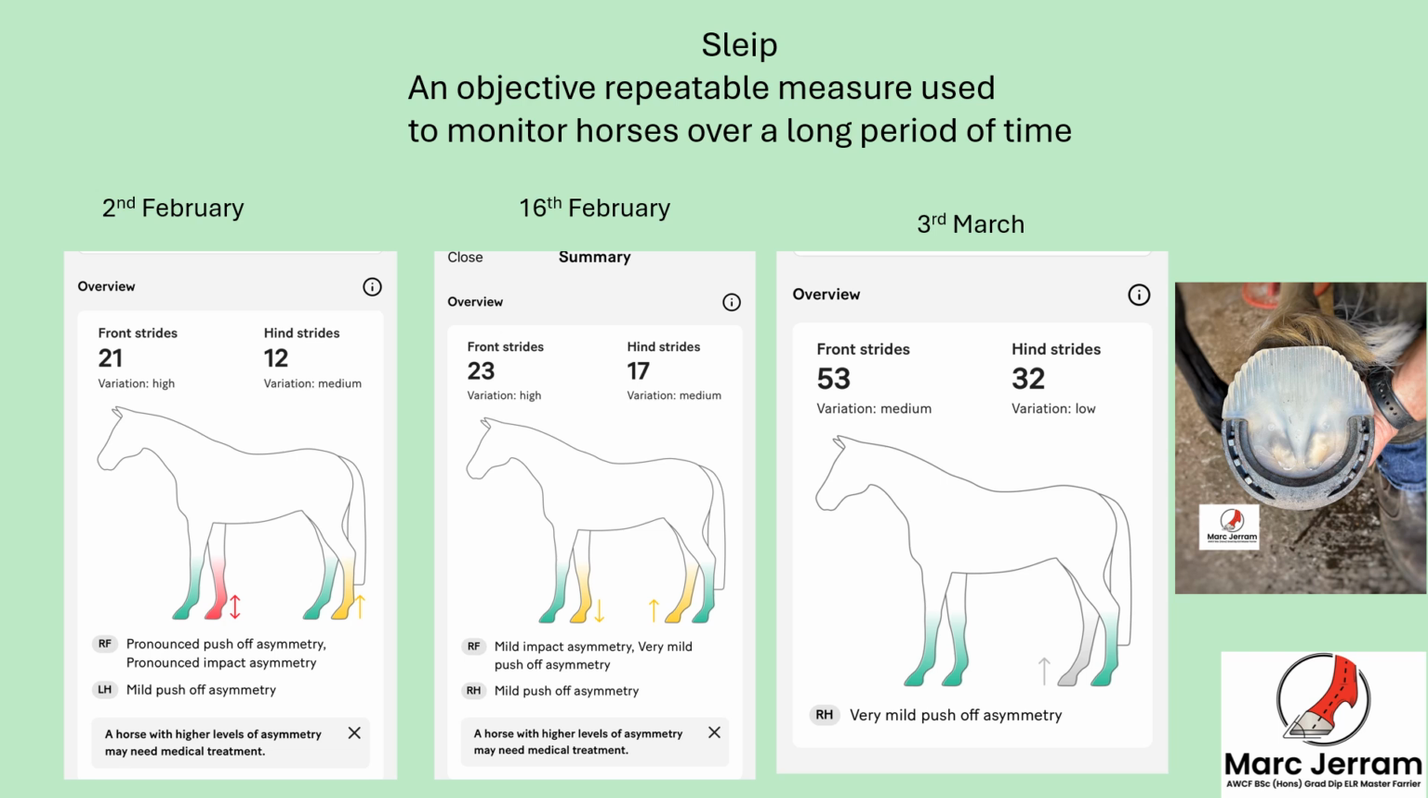We can clearly see there is very mild push-off asymmetry from the right hind. That's all that's left now. That horse is ready to start work. That horse is now sound, and we have the data and the evidence to show that.